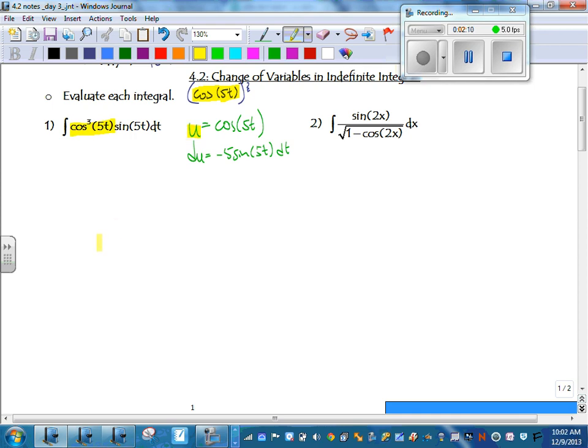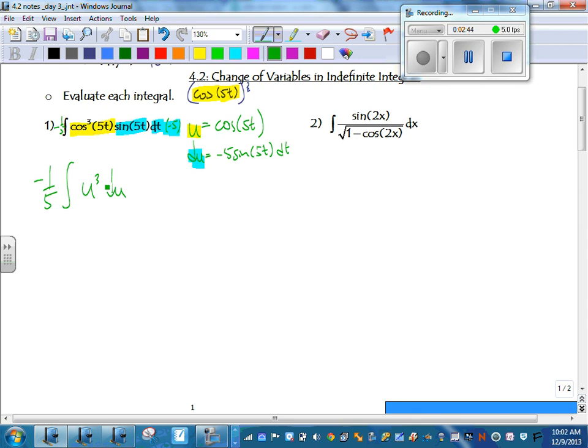Then we have to look at our du. We need to make sure everything's in place to be able to make the complete substitution. We have the sine of 5t and the dt. We're missing the negative 5. So we need to multiply the inside by negative 5, outside by negative 1/5. And now we have everything inside to replace that with du. We end up with negative 1/5 times the antiderivative of u cubed du, which is a much more manageable problem than what we started off with.